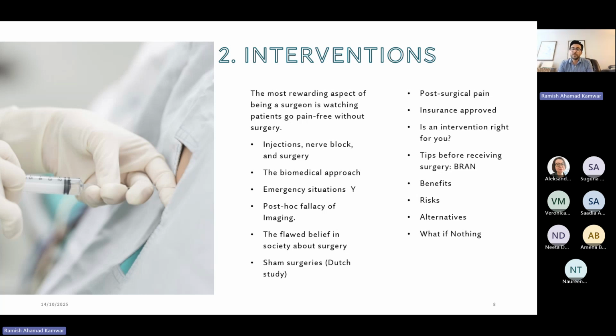So if someone is going for an intervention, a surgery for pain, they should ask these four questions. What are the benefits? What are the risks? Do I have any alternative to this intervention? And what if I do nothing for it? They should talk to their doctor or surgeon about all these questions before going to an intervention.